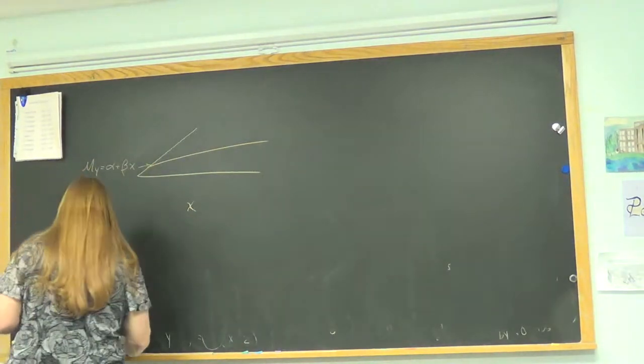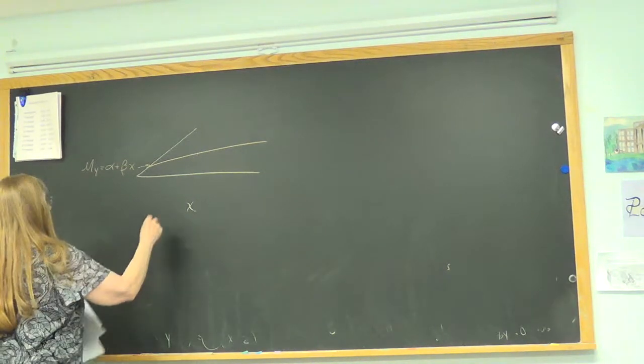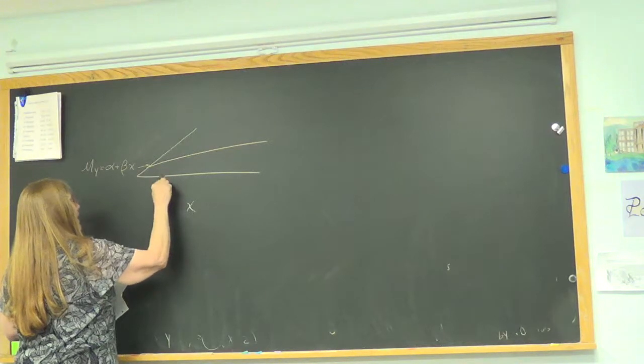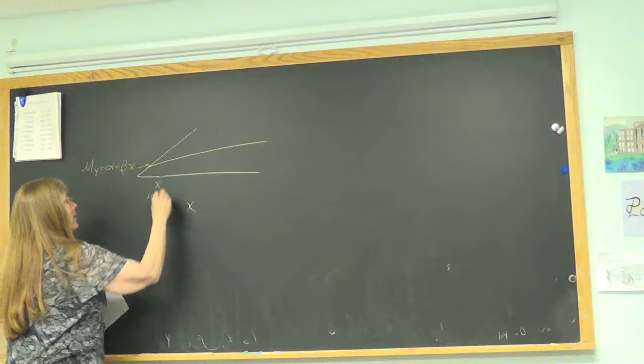Now, x of 1 on mine, let's see. Yours has an x of 1. All right, let's say that x of 1 is the backpack weight, the body weight of 103.